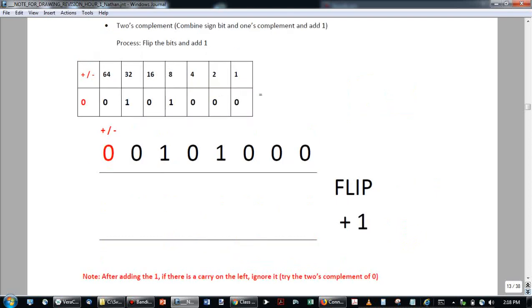So 2's complement was the actual mechanism for doing negation, and basically it's the sign bit, 1's complement, and add 1. So to do that, first you've got a number like this, and this is 32 plus 8, which is 40. So we want minus 40. How do we do that? We take that number 40 and first of all flip the bits, and then we add 1.